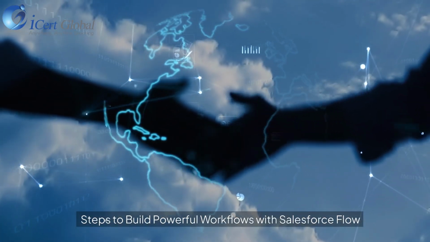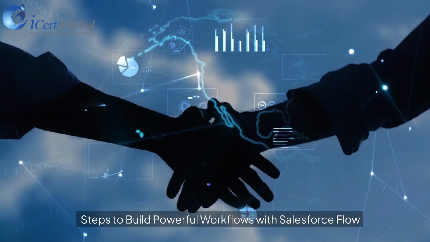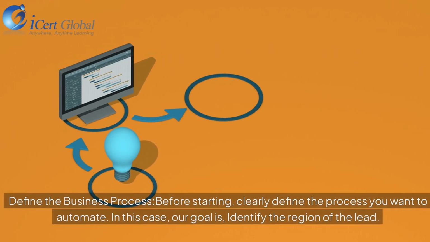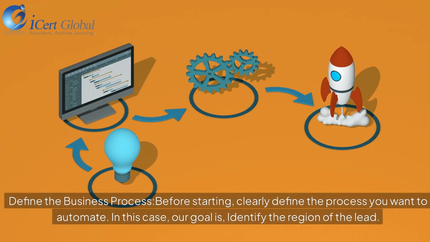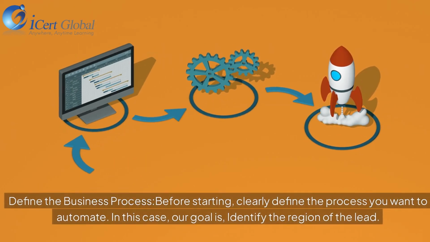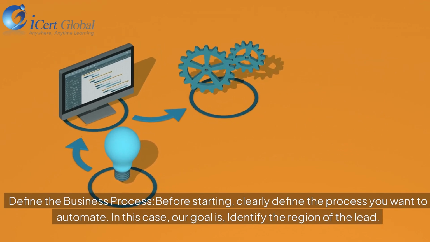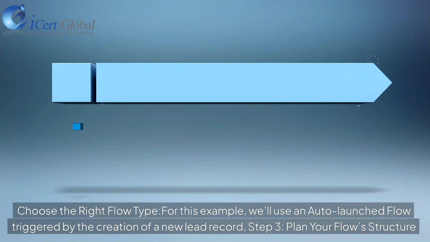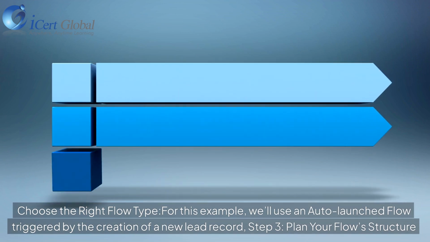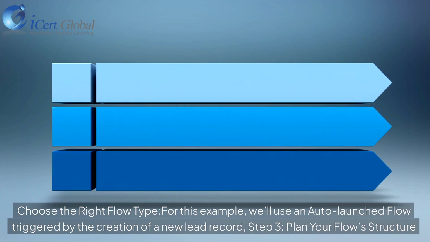Steps to build powerful workflows with Salesforce Flow. Step 1: Define the business process before starting. Clearly define the process you want to automate. In this case, our goal is to identify the region of the lead. Step 2: Choose the right flow type. For this example, we'll use an auto-launched flow triggered by the creation of a new lead record.